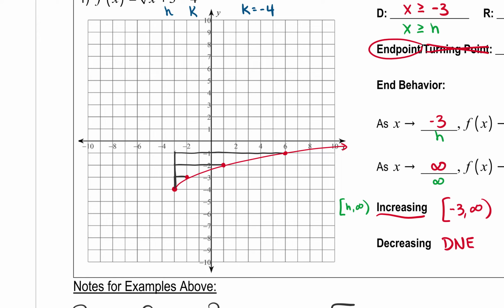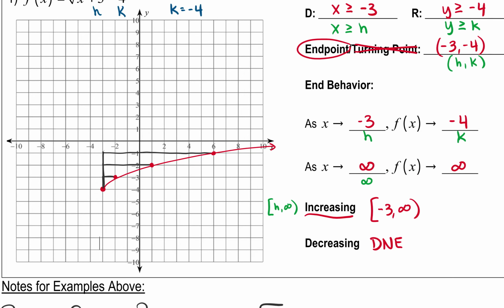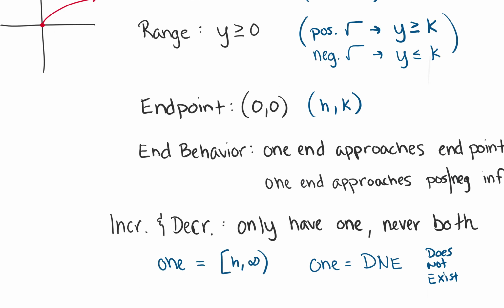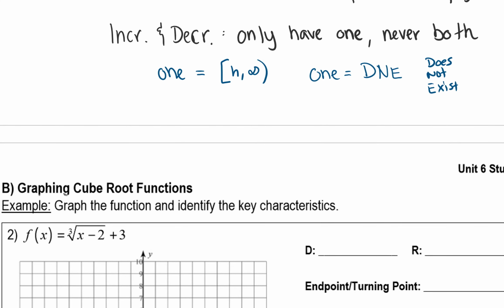I know that was a lot. I apologize. Hopefully the next one, let's do the next page, is cube roots. Maybe now this one might be a little easier to do.